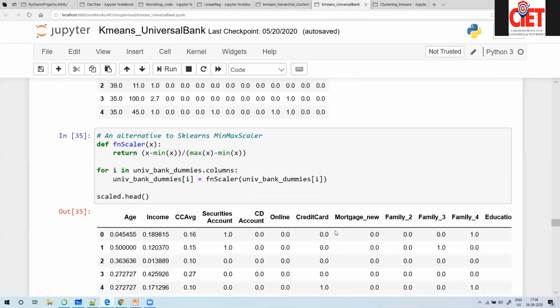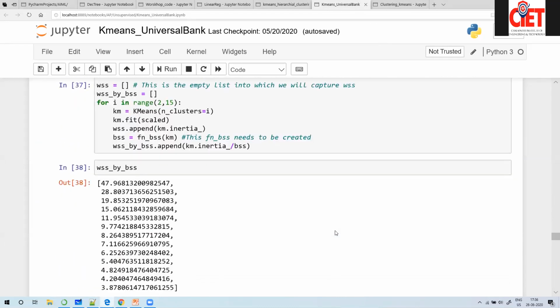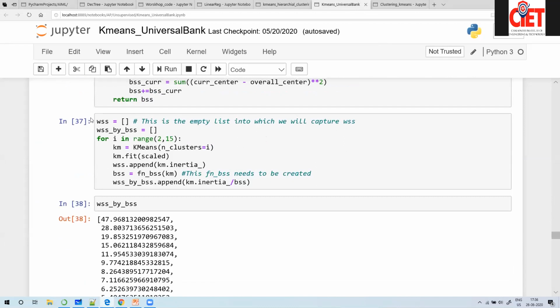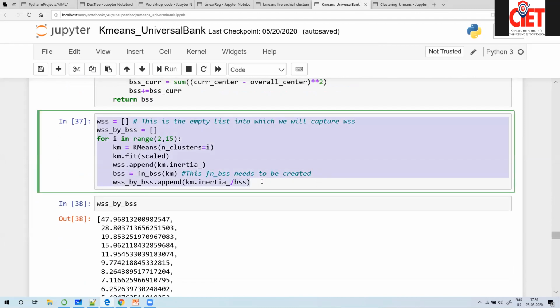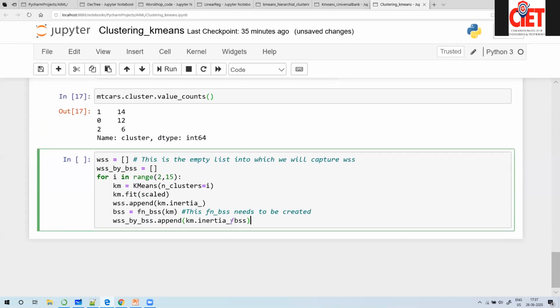Fine. Let's complete that one last step of creating the clusters by running them in a loop and trying to generate the different values of the sum of squares. I'm not going to type it out, because we only have a very few minutes. I cannot type that code one by one. I'm just going to copy paste the code here and make some changes to it.